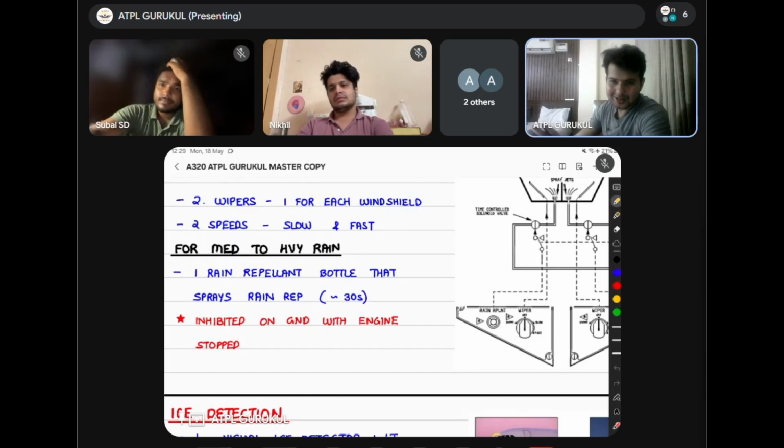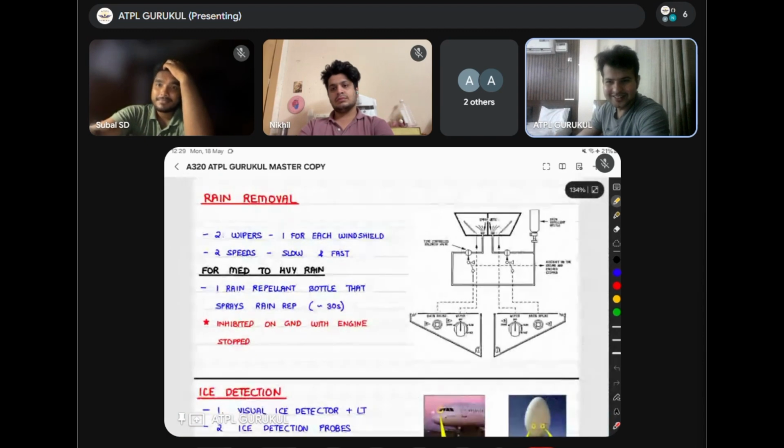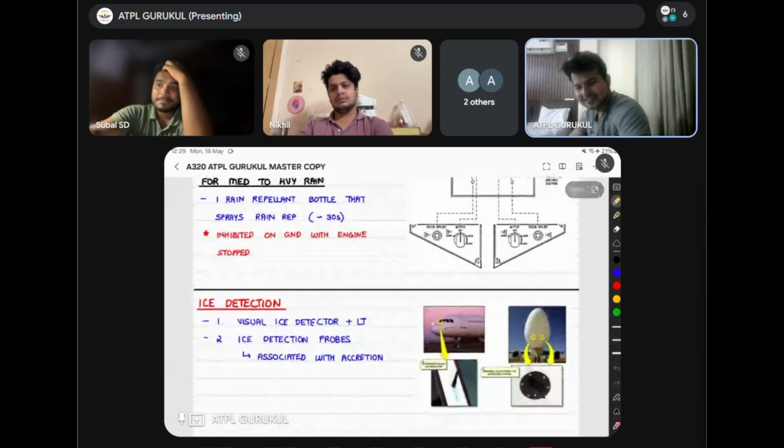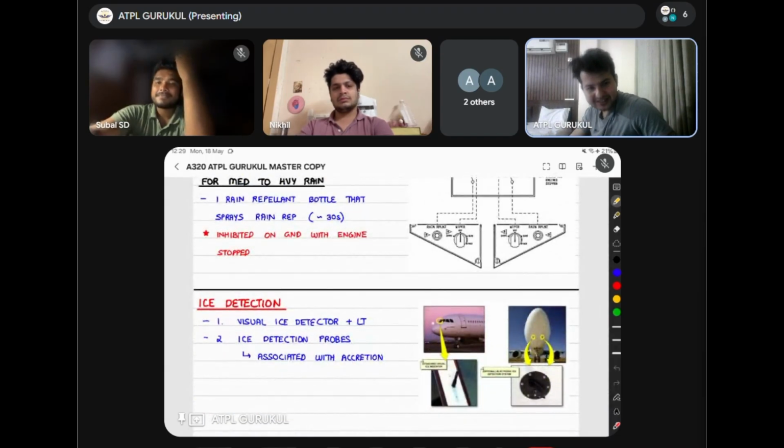Now, for some smart asses who would spray the rain repellent on the ground when the aircraft is parking, it is inhibited. Okay, that's about it. Lastly, you can go to the next DO, which is the ice detection DO.